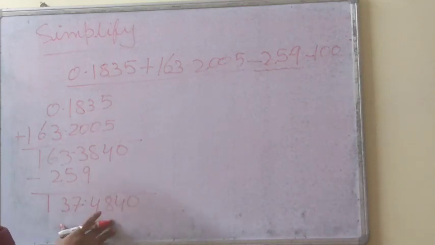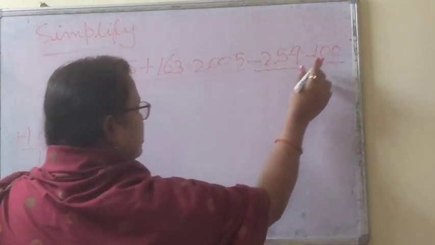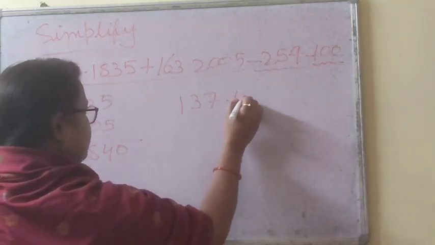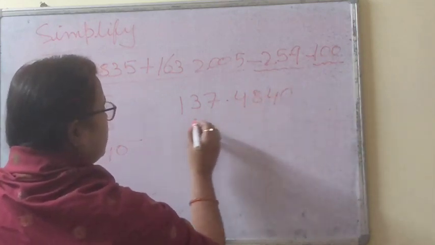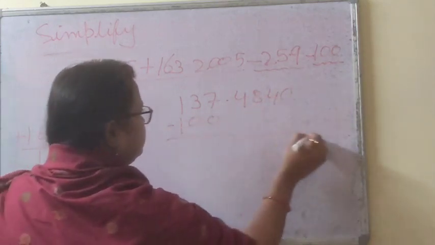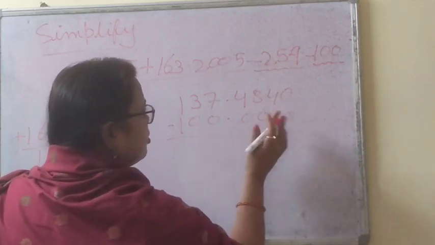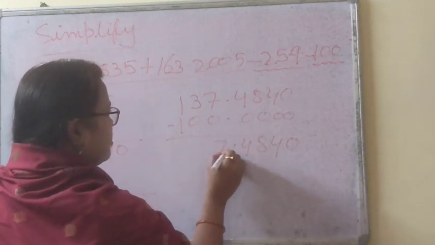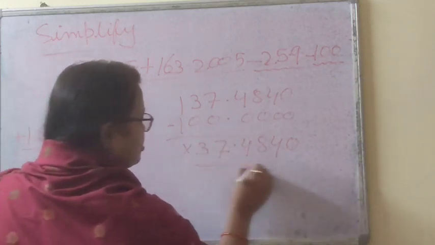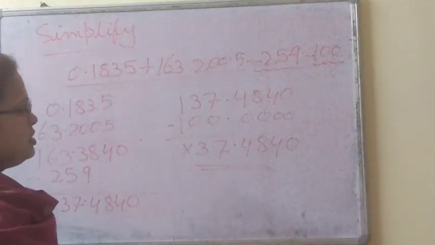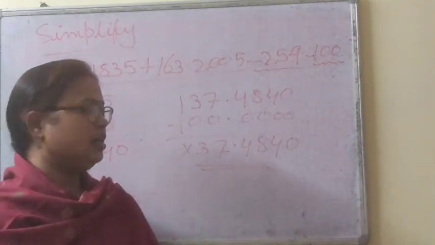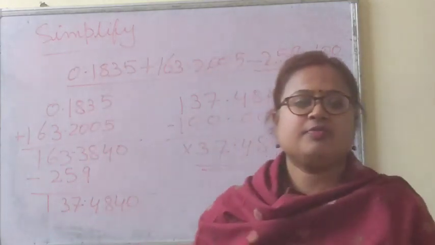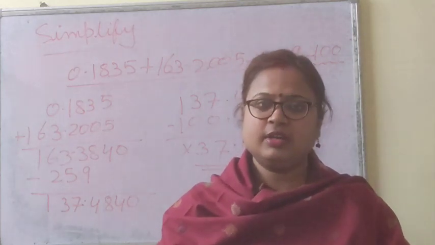Clear? Then again from this we will subtract what? We will subtract 100. So we will write here because there is no place. So 137.480. And then we will subtract 100. Okay, here we can put 0, no problem. So 0, then 4, then 8, then 4, and then 7, 3. This is cancelled. So the final answer is what? 37.4840.